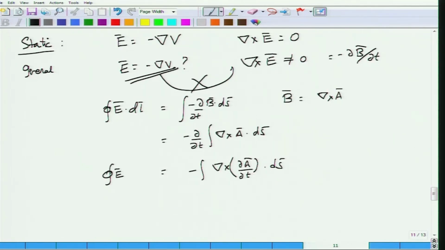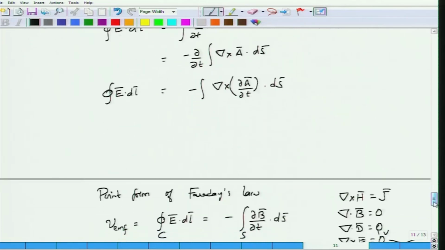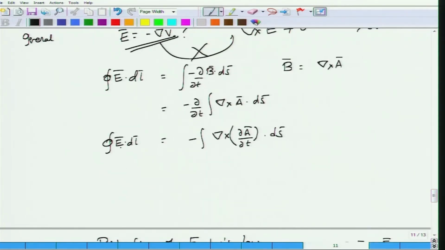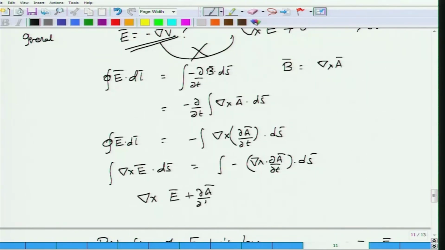Now I have one closed line integral and a surface integral. I can convert one of them into the same kind of integral by applying Stokes theorem. So I can convert the left hand side into del cross E dot ds, curl of E, which would be equal to minus del cross del A by del t dot ds. Pushing this into the left hand side, you get integral of del cross E plus del A by del t, dot ds, will be equal to 0. This simply implies that curl of E plus del A by del t is equal to 0.